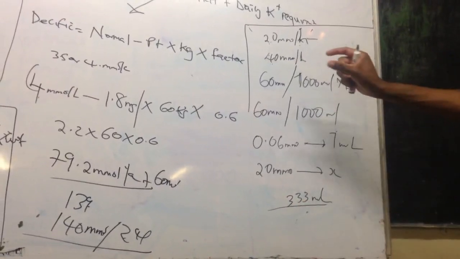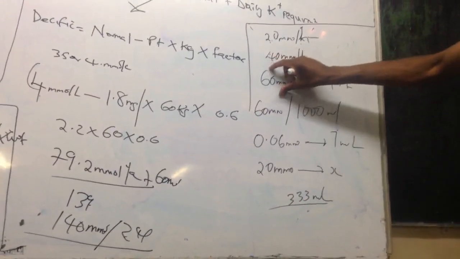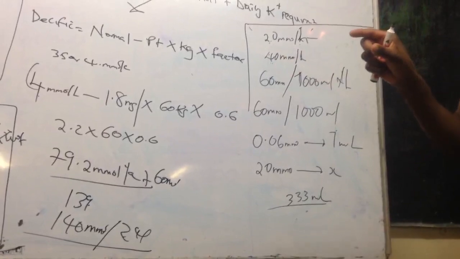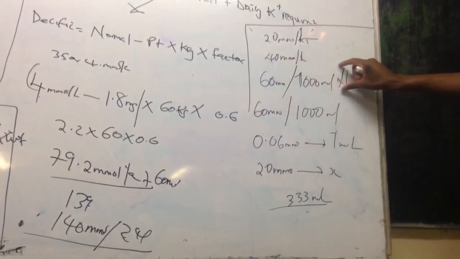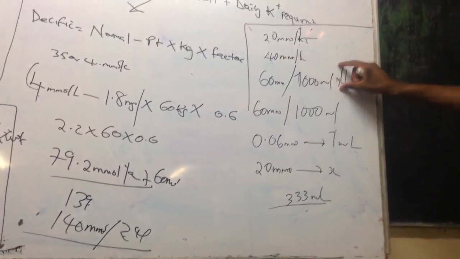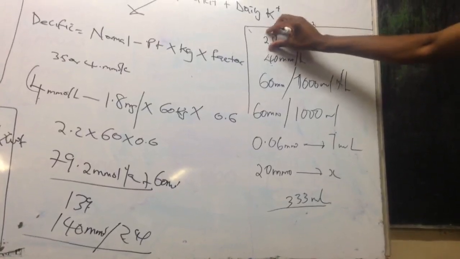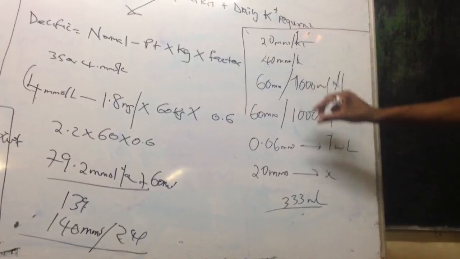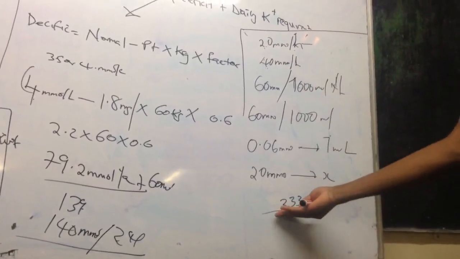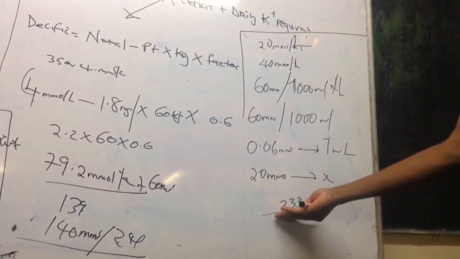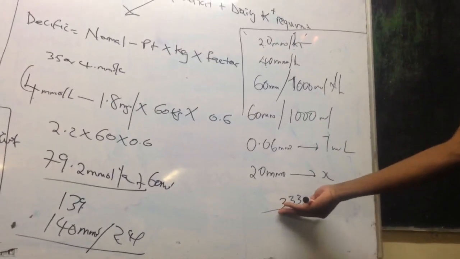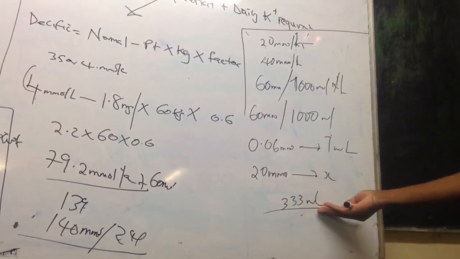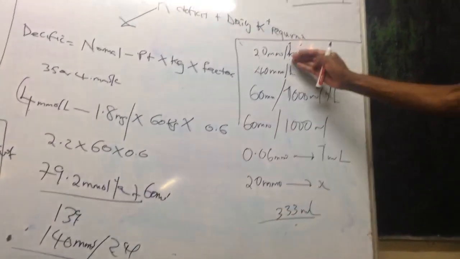So if I take the 60 millimoles, which is 3 ampules of potassium chloride injection, and dissolve them into 1,000 mils of normal saline to deliver the drug at 20 millimoles per hour, every hour the patient must get 333 mils of normal saline per hour. That means I'm delivering the drug at the right rate.